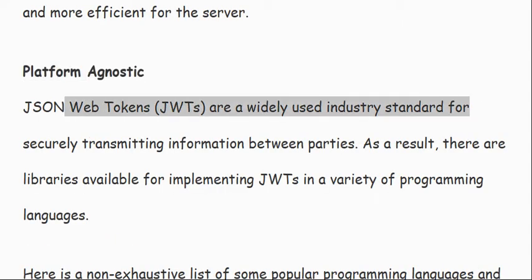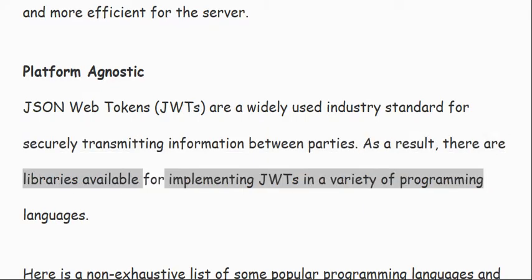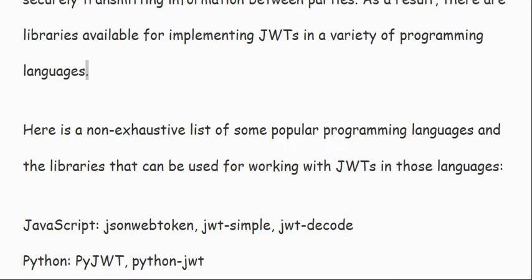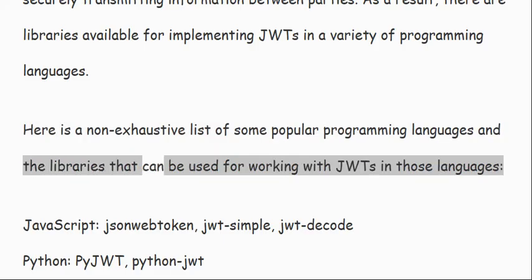Platform agnostic. JSON Web Tokens (JWTs) are a widely used industry standard for securely transmitting information between parties. As a result, there are libraries available for implementing JWTs in a variety of programming languages. Here is a non-exhaustive list of some popular programming languages and the libraries that can be used for working with JWTs in those languages.